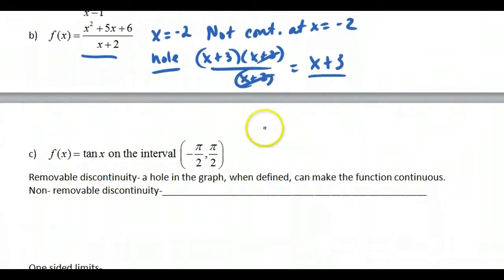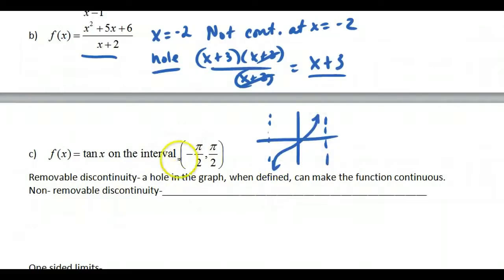Now, the next problem, if we have the tangent from negative pi over 2 to pi over 2, the tangent's defined inside that interval, and it is continuous, and this is an open interval, so I don't have to worry about those endpoints. And so, yes, this is continuous. And for any value that I take in here, I would be able to satisfy all three conditions. First of all, that the value is defined, the limit is defined at that point, and then they're equal to each other.